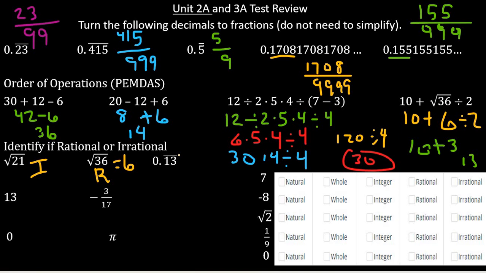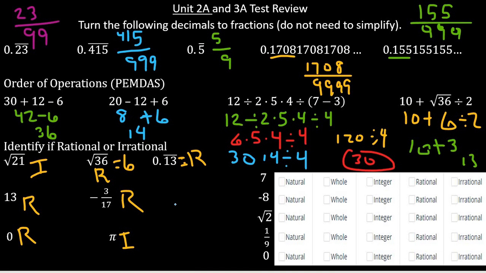Anytime you see a line over a number, that means it's going to be rational because we can turn it into a fraction. Basically, a rational number is a number that stops somewhere, or if it goes on forever, it's repeating itself over and over again. And it's irrational if it goes on forever without a pattern. That's what you have to know. It's irrational if it goes on forever, and everything else in this class is going to be rational. So 13 is rational, it stops somewhere. 0 is rational. Negative 3 over 17, that's a fraction already, so it's rational. And then pi would be irrational. It goes on forever without a pattern to it.